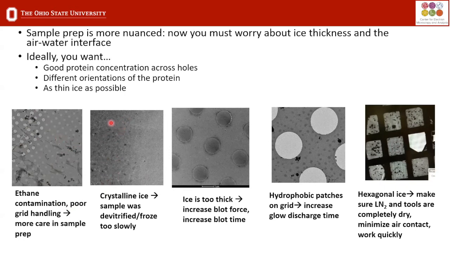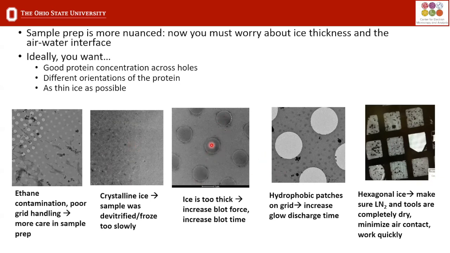Sometimes you'll see this really thick ice, usually around the edges of the grid bar. The grid bars tend to heat up faster than the areas in the middle. So this is crystalline ice. At some point, this became either devitrified or it never vitrified. You want to try to avoid that by making sure that you're keeping your samples under liquid nitrogen as much as you can, and making sure you have that layer of solid ethane in your Vitrobot bowl.